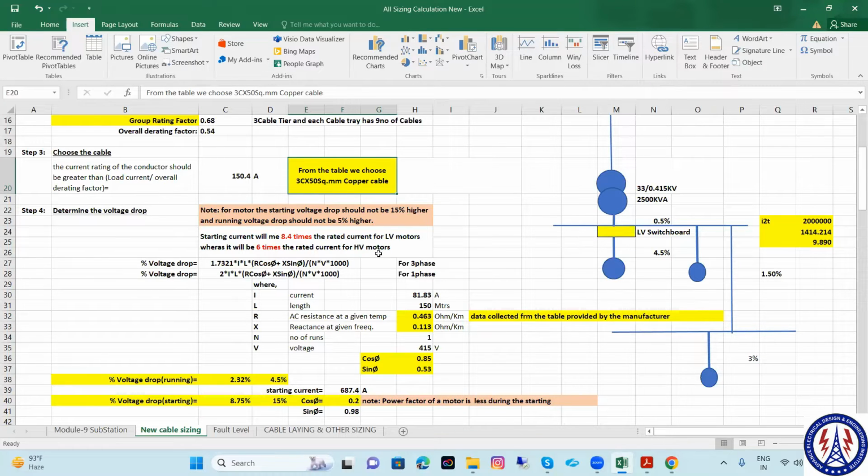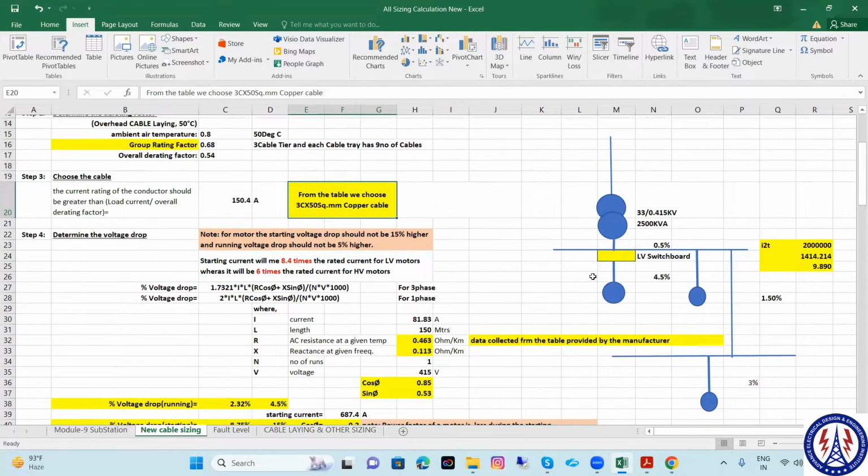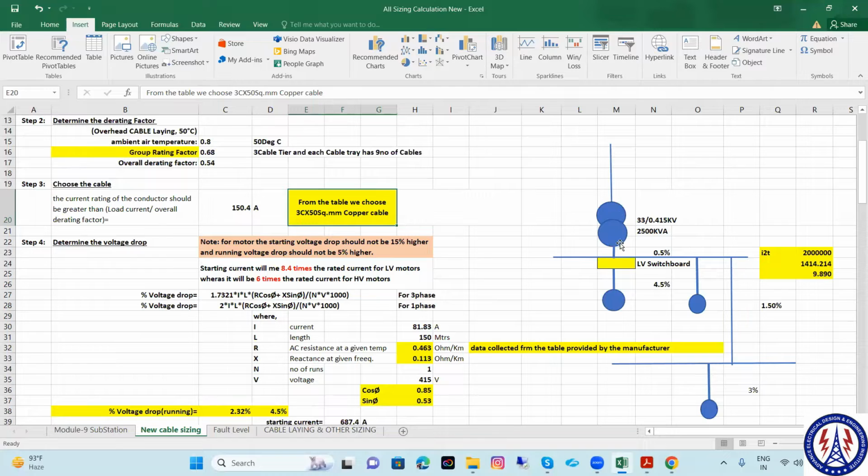Remember, the general condition is 5% running and 15% starting. In the running condition, the criterion is 5% voltage drop, meaning 5% up to the load, not from the starting. For the starting, it is 15%. I'm assuming one condition: a transformer supplying power to the LV switchboard, then from the switchboard to the panel, and then to the motor.